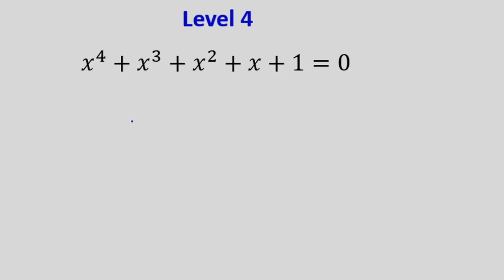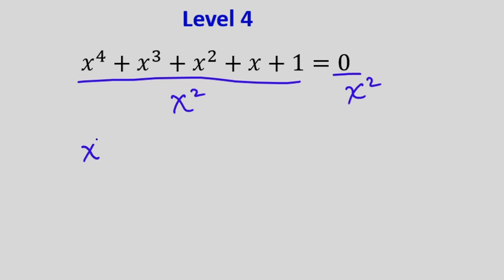Level 4. Yes, we have another interesting question here. What should we do? Should we use factoring method? No, I don't think it's going to help. Okay, here's the deal. Let's go ahead and divide everybody by x to the second power. And if we do that, we see that x to the fourth power divided by x squared, we're going to have x squared. Then this divided by x squared, we're going to have only x.